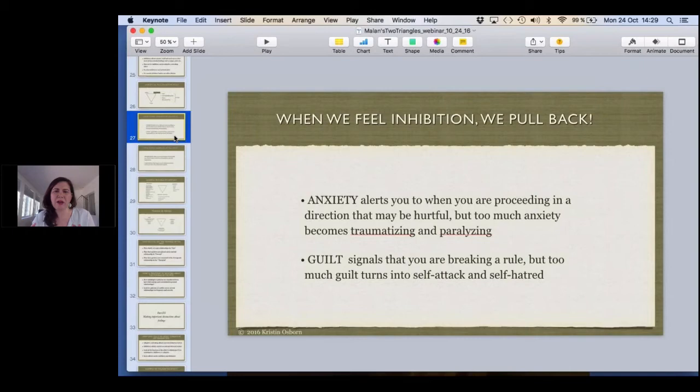With guilt, it certainly helps you know if you're doing something that you should not have done, or you have done something that you shouldn't have done. But then too much of it can really turn into an enormous amount of self-attack and self-hatred. I think a lot of us see this in our sessions. And too little guilt means that people might be doing things that they really ought not be doing.